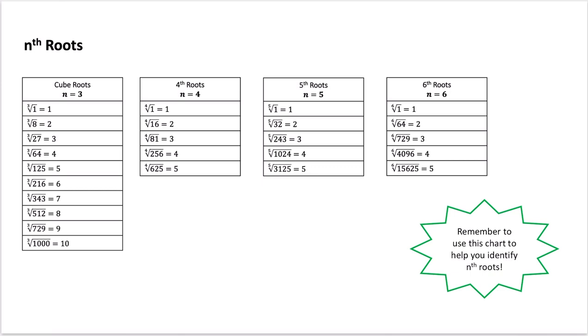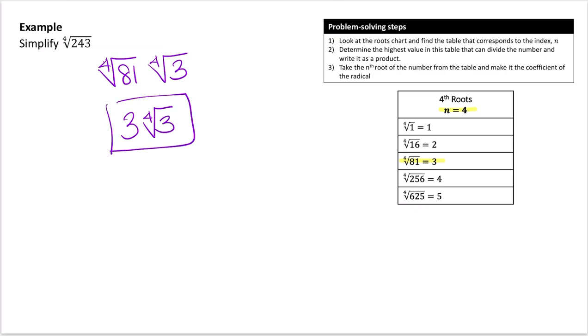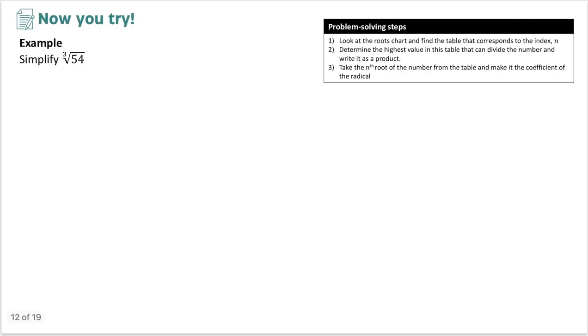All right, so let's simplify the fourth root of 243. Okay, so to do this, I'm going to go to that chart and I'm going to find the table where n equals 4. The biggest value that evenly divides 243 is 81. So I'm going to rewrite this as the fourth root of 81 times the fourth root of 3. The fourth root of 81 is 3, so this is now going to simplify to 3 times the fourth root of 3. Now you can go ahead and pause the video and try working on this example on your own.